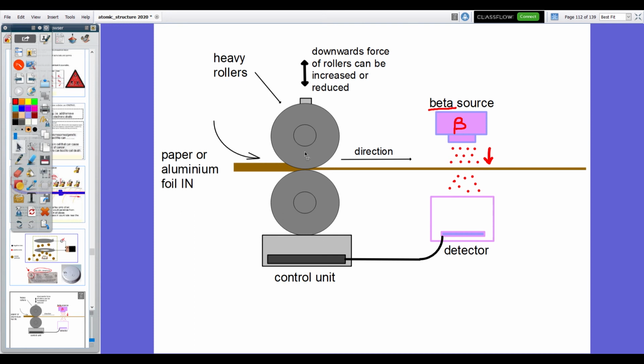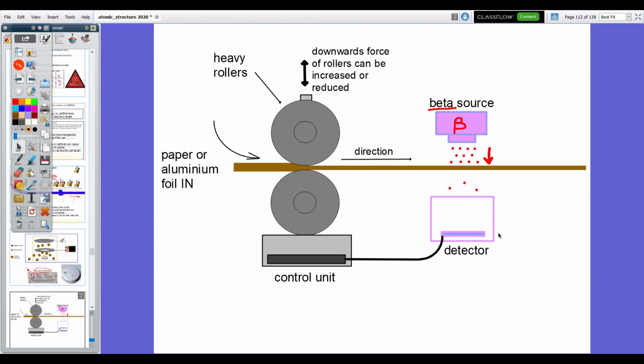But if I reduce the pressure a little bit and I make the paper thicker, well, what effect would that have? Well, that would in effect mean that more of the particles are being absorbed and not passing through. So you wouldn't expect to get so many going through when the paper is thicker. You'd expect to get a smaller flow of beta particles making it down to the detector. So therefore, if you're measuring the level on the detector, then you are in effect measuring the thickness of the paper, of the aluminium.